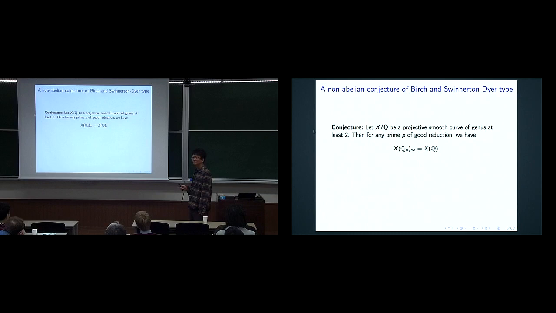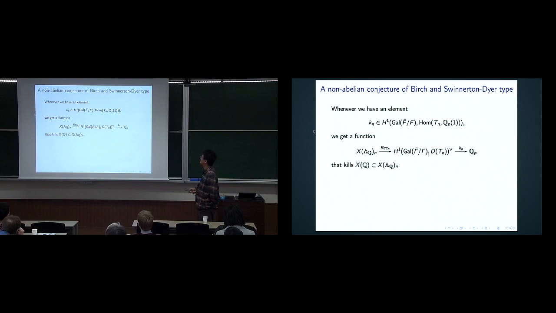I'm not going to say any detail about this, but this conjecture is essentially the non-abelian analog of the finiteness of the Tate-Shafarevich group of the curve. Of course, the idea is that somehow this thing here should be computable, allowing us to compute the rational points, provided this conjecture is true.